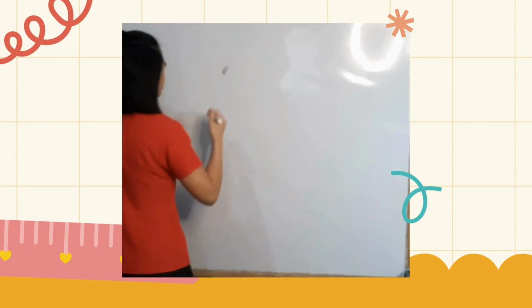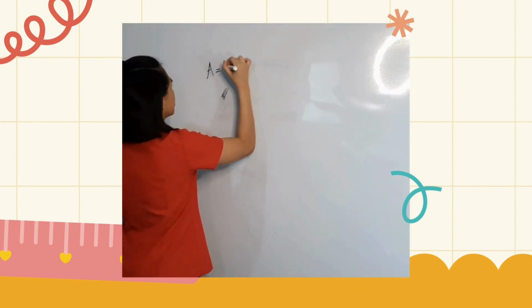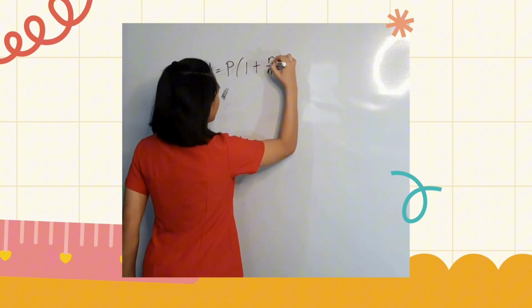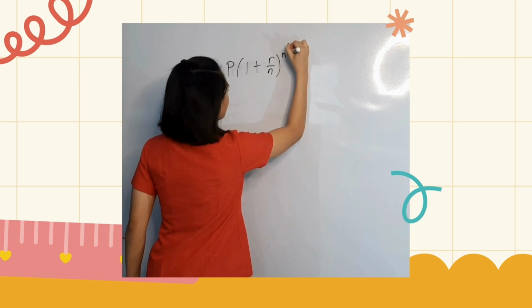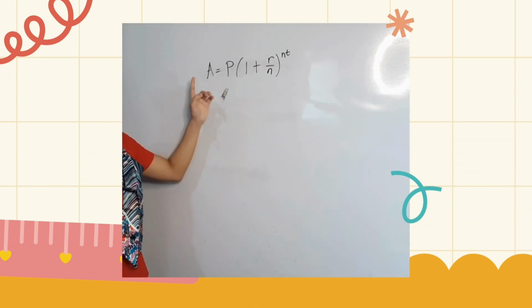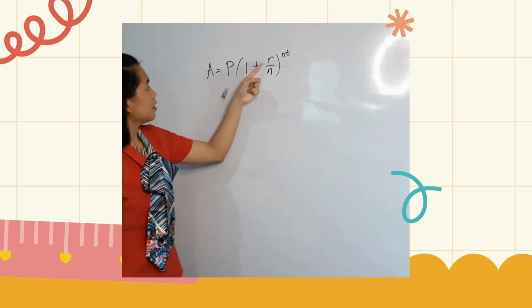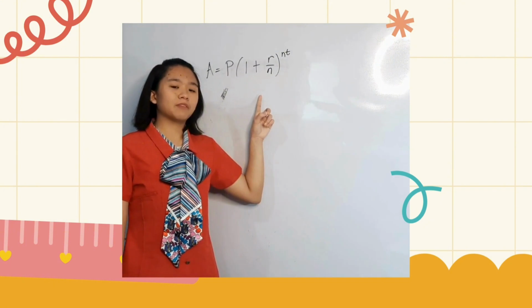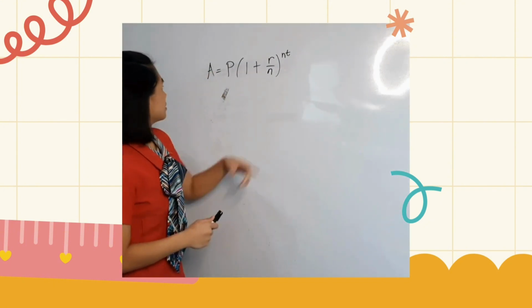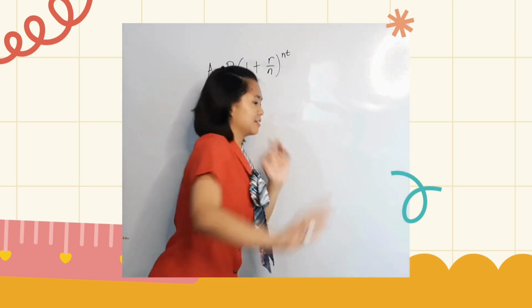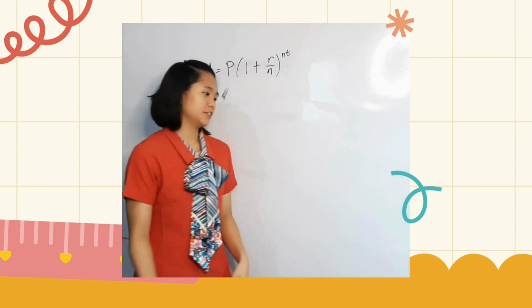Compound interest is interest earned on interest that leads to exponential growth. Here is the formula we'll use: A equals P times (1 plus R over N) raised to NT, where A is the future value, P is the principal amount or the present value, R is the rate, N is the number of times the interest is compounded yearly, and T is the time in years. So now we're ready for the first question.